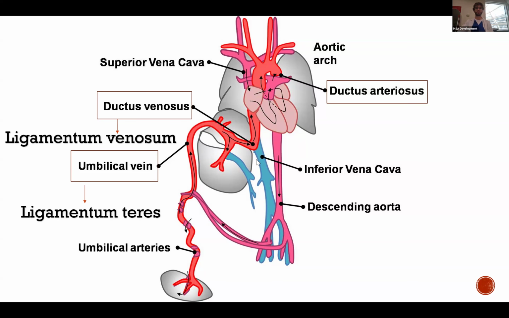What happens? The umbilical vein will turn into something that's still found in us. It's called the ligamentum teres, while the ductus venosus will become something called the ligamentum venosum. Don't worry about the ductus arteriosus. Those two are what matter.